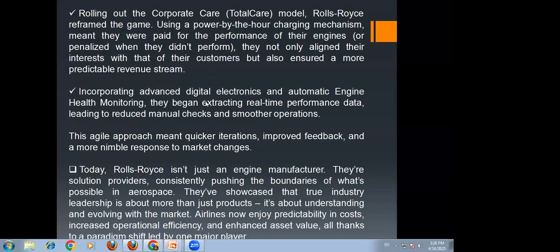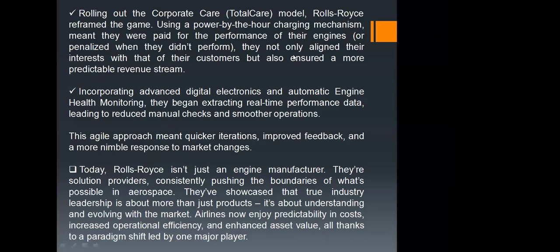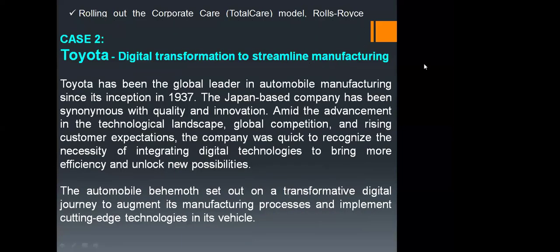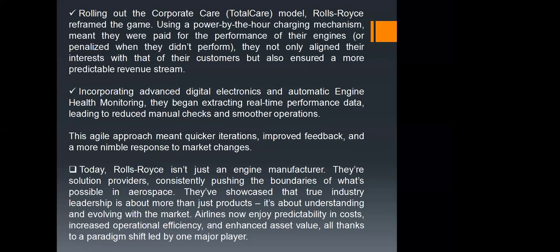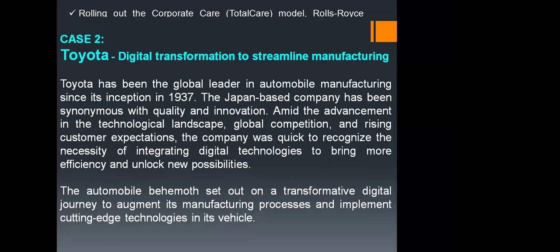Next is Toyota, another very well-known case. Digital transformation to streamline manufacturing. Rolls-Royce is more about the service provider, providing better services. Toyota is on digital transformation for streamlined manufacturing.